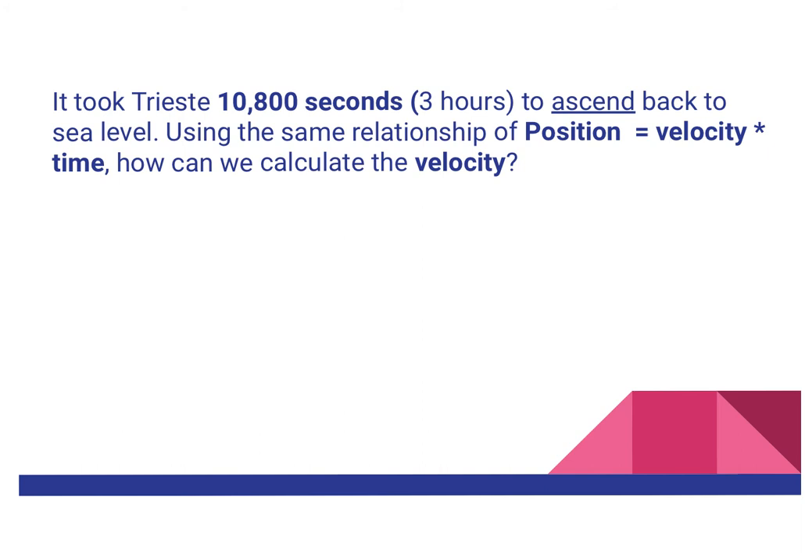Okay, so now we're being given a different scenario. The same ship, we're at the very bottom of the Challenger Deep, and now it is going to take 10,800 seconds, which is 3 hours, to ascend, so we're moving up, back to sea level. Using the same relationship where we have position equals velocity times time, how can we calculate the velocity? Go ahead and pause this and look back at the work we just did and see if you can figure out the relationship.